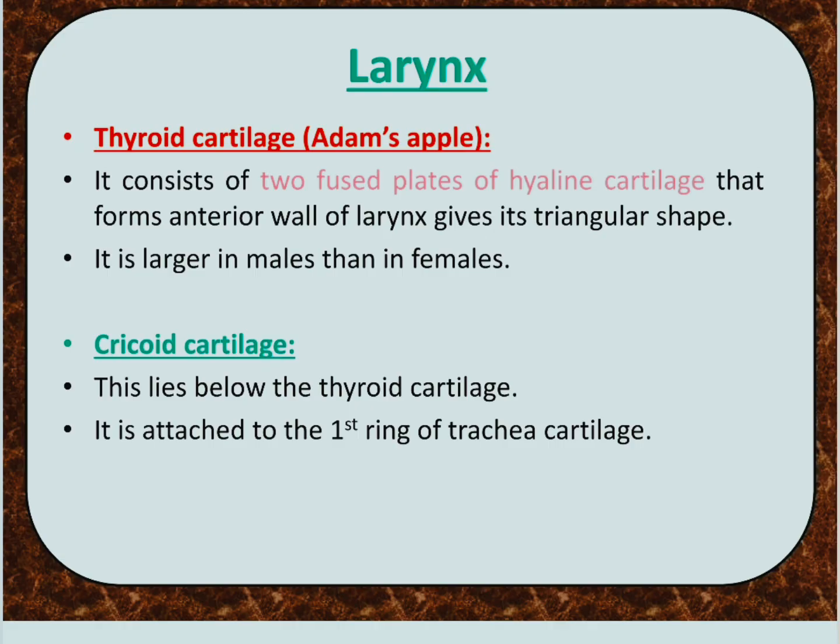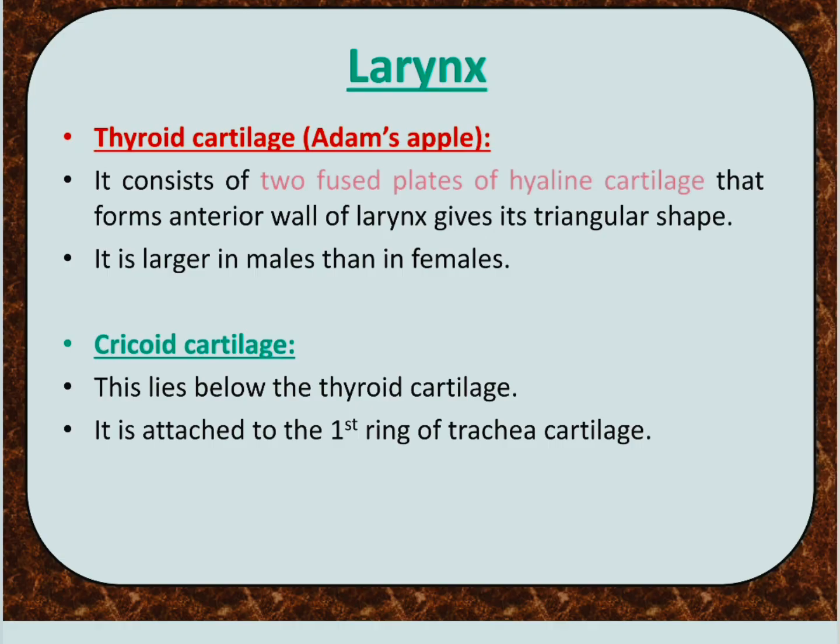The thyroid cartilage is also called the Adam's apple. It consists of two fused plates of hyaline cartilage that form the anterior wall of the larynx and give it its triangular shape. It is larger in males than in females. In the throat region, boys have a triangular bulge, which is called the Adam's apple. It is more prominent in men.